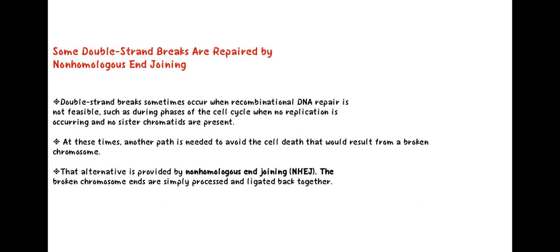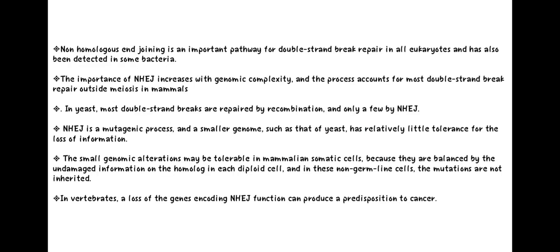Some double-strand breaks are repaired by non-homologous end joining. Double-stranded breaks sometimes occur when recombinational DNA repair is not feasible, such as during the phase of the cell cycle when replication is occurring and sister chromatids are present. At these times, another path is needed to avoid the cell death that would result from a broken chromosome. That alternative is provided by non-homologous end joining.